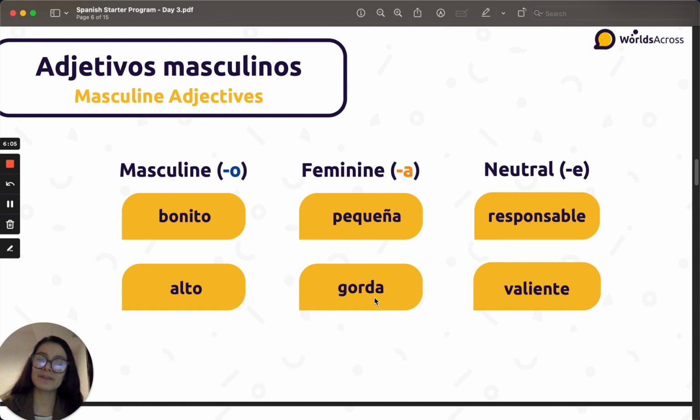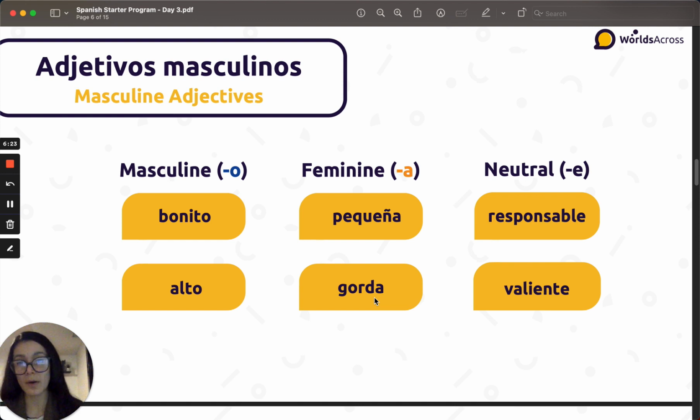And then we have something that we call neutral, because it doesn't matter if you put it with a female or a man, they will always use an e in the end, okay? So one of those adjectives is responsable, responsible, it ends with e, so it doesn't have to agree with the gender.